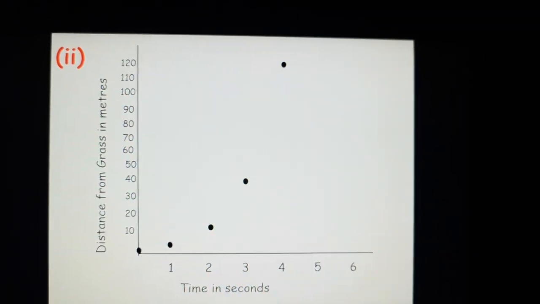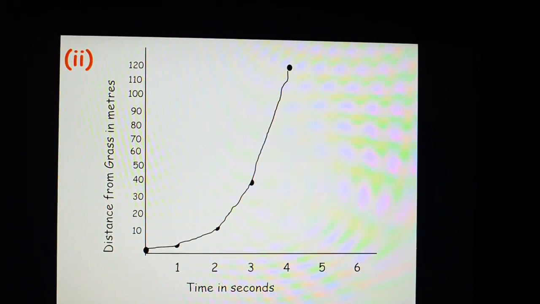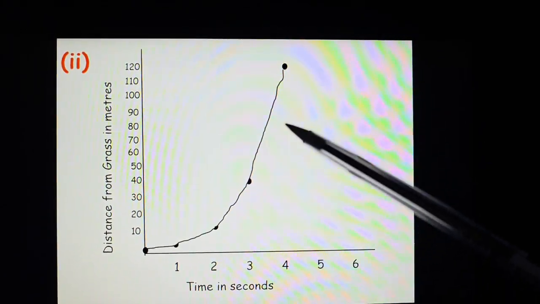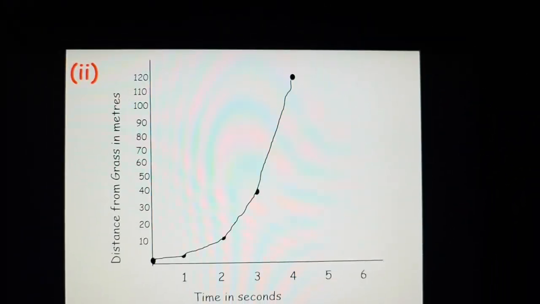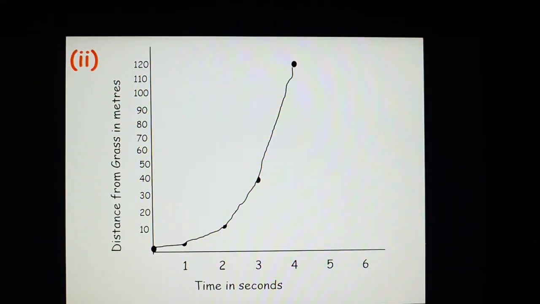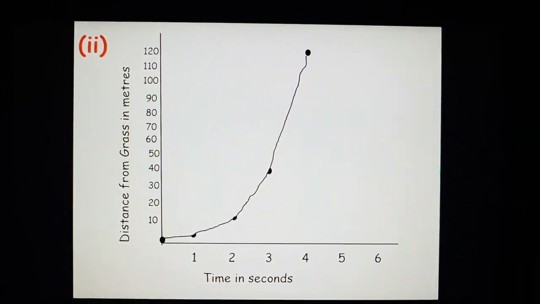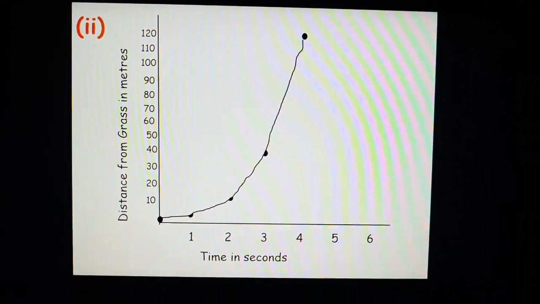Okay, so I have all of the points plotted, connect them, and you have an exponential function. That is a growth function. It's going to continue on up to positive infinity because it's constantly tripling each time. As every second passes, it's tripling the distance from the grass.